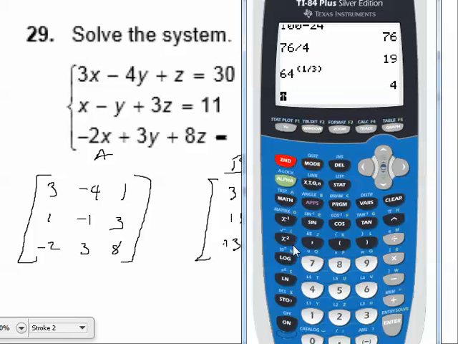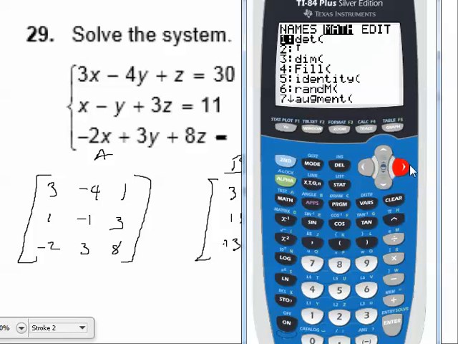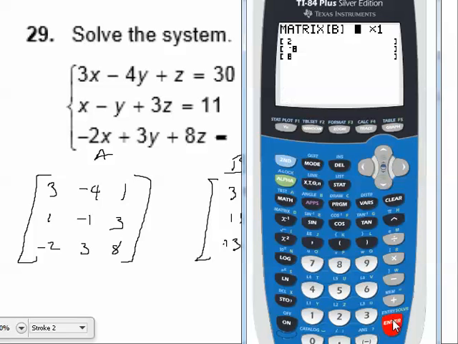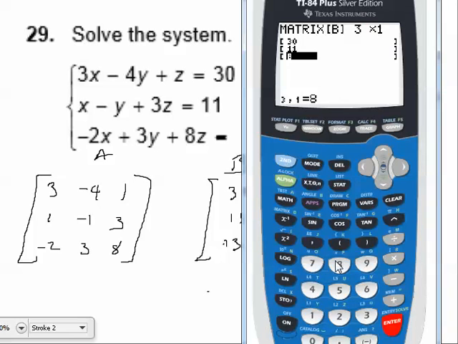I'm going to press second matrix, and I'm going to go down to B, and edit B. It's a 3 by 1, and my values are going to be 30, enter, 11, and 13. Enter. And I'm going to quit.